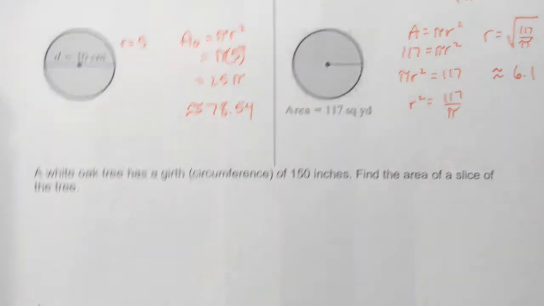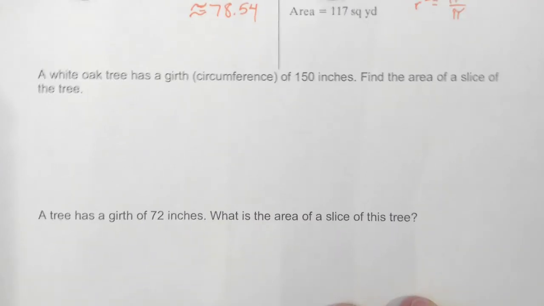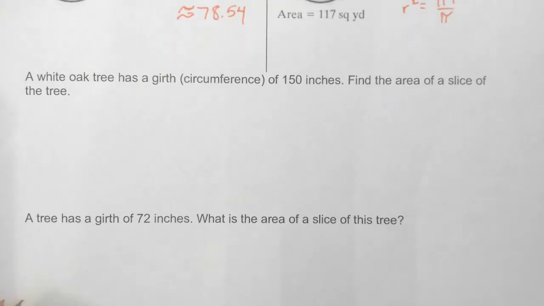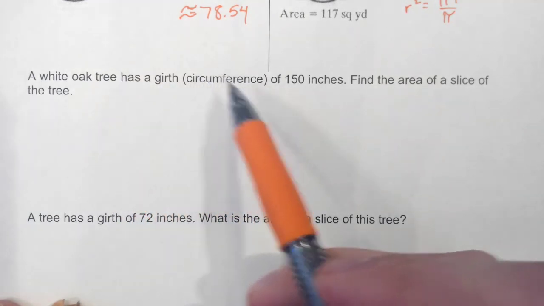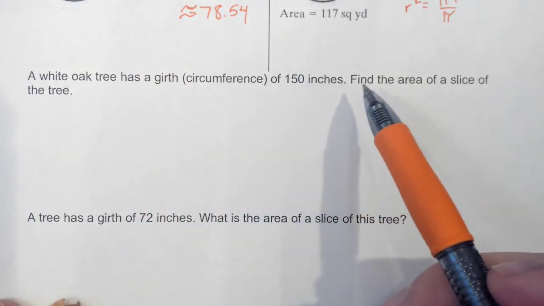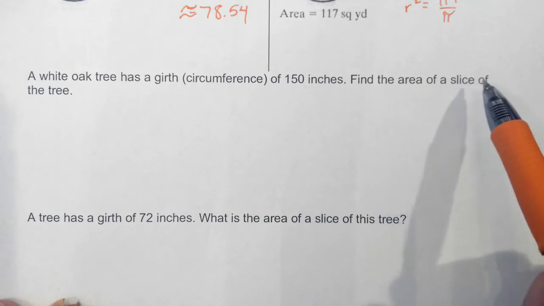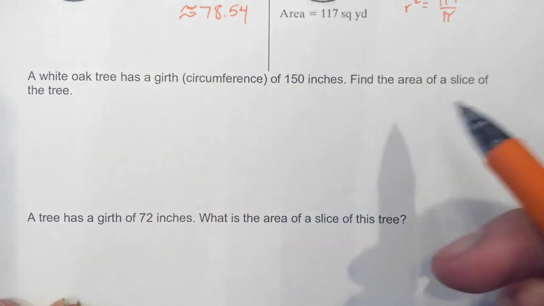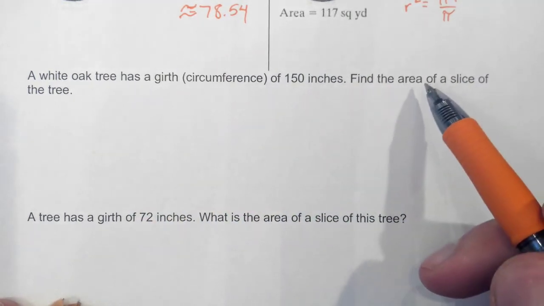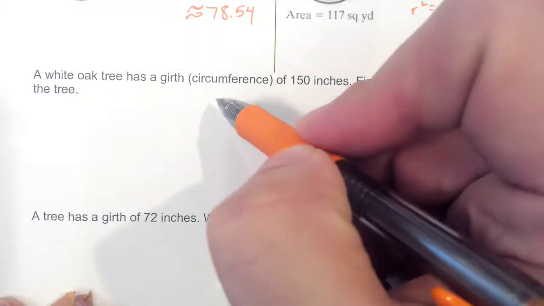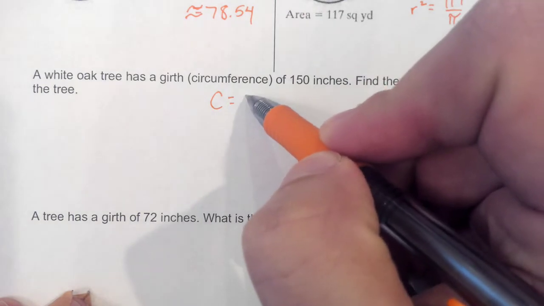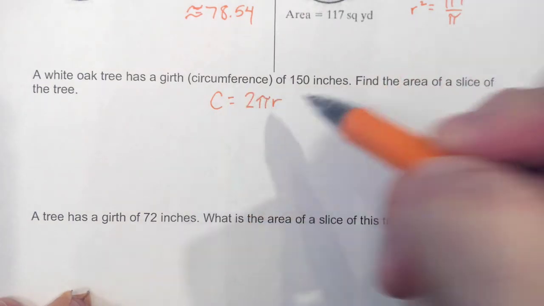All right, a couple more word type problems. It says a tree has a girth, which is the circumference, of 150 inches. Find the area of a slice of the tree. Okay, so to find the area, what do we need to know? We need to know the radius, but they give us the circumference. So circumference, you should remember, is 2 pi r.